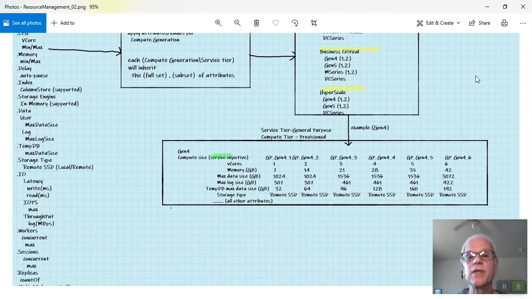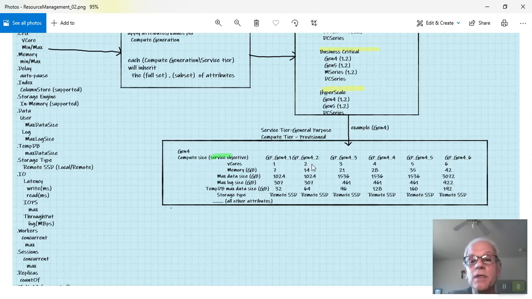So here's a real quick example. I chose the compute tier for the Gen 4 compute generation, which is assigned to the general purpose service tier. And this compute tier is provisioned, because it can be provisioned or serverless. If we look at the vCores here, if I pick vCore 1, then I have all these other metrics assigned values. The memory can be up to 7 gigs, the max data size is 1024, and so forth, and all these other attributes here.